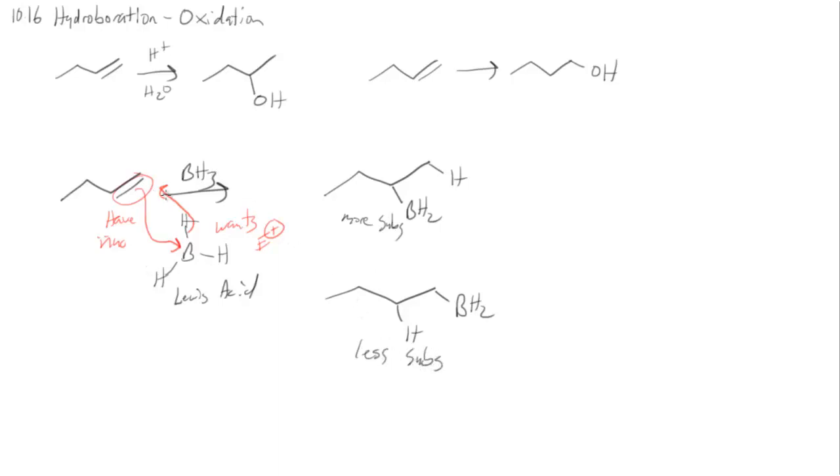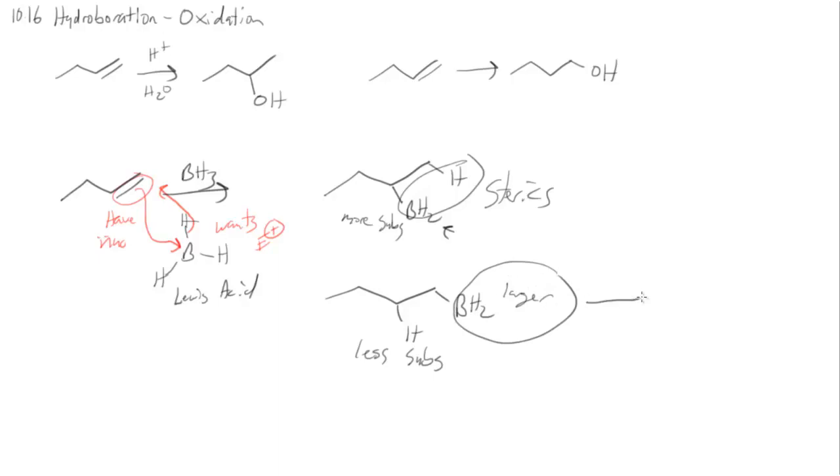Now this is a concerted process, so there is no carbocation that forms. The more substituted carbons were favored with carbocations, but now, since there's no carbocation, it really comes down to sterics. Do we want our larger group coming into the middle of the molecule, or the more substituted carbon, or do we want our larger group coming to the less substituted carbon? And it's going to be here, the less substituted carbon.